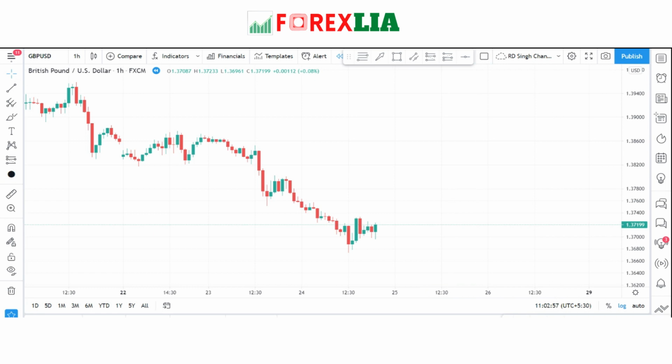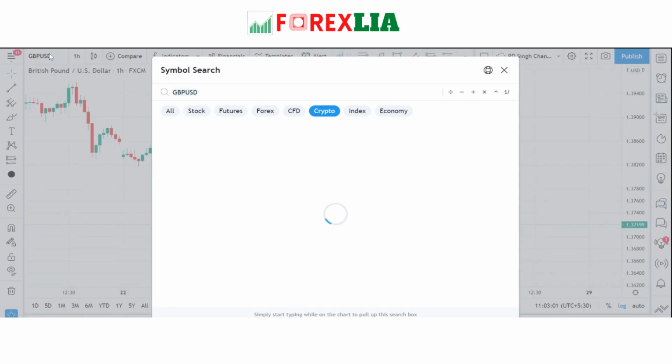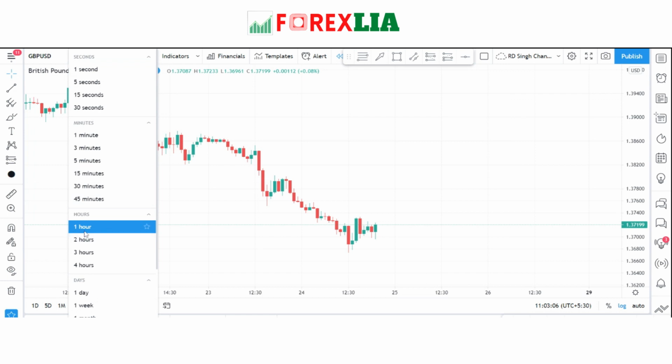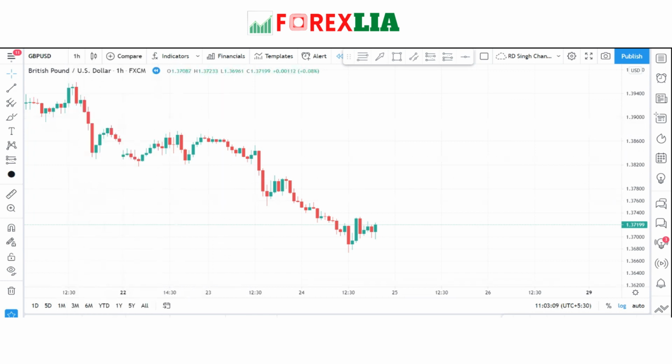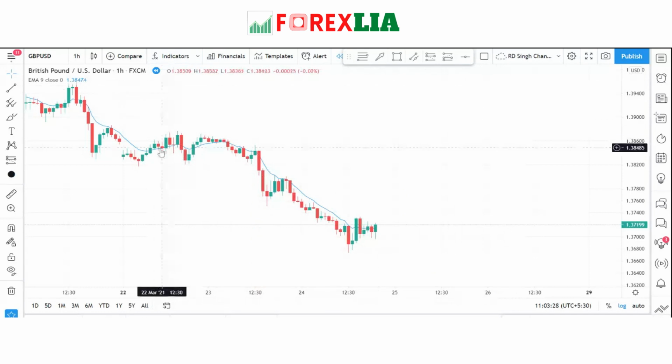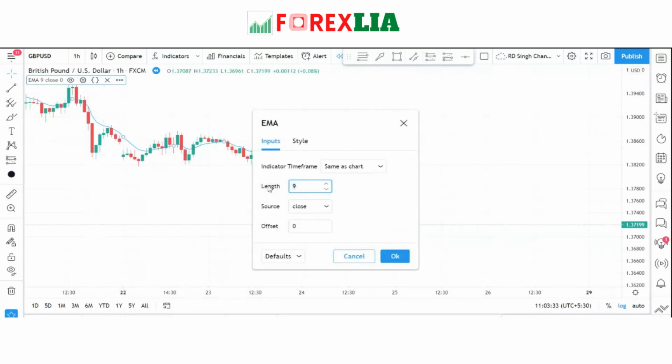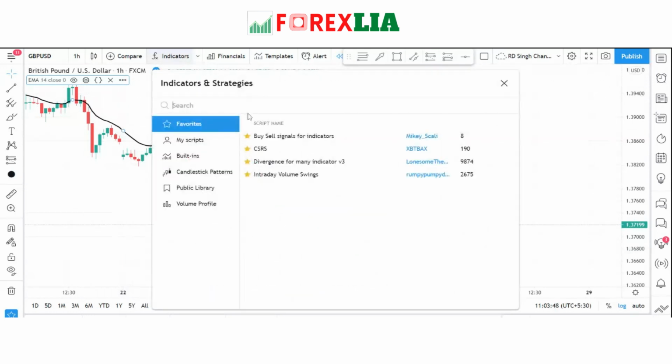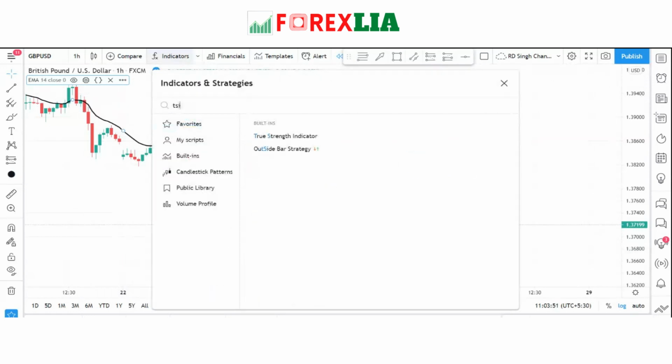So today I am going to share with you the best Forex trading strategy. But first, we open GBP/USD in the H1 time frame. For this strategy, we need two indicators. First, the 14 period EMA. And second, the TSI indicator.